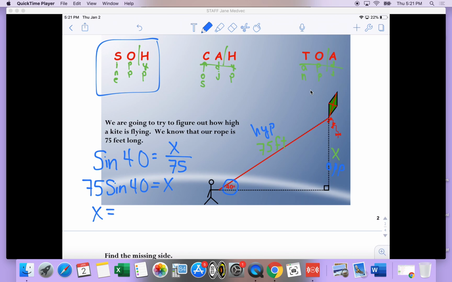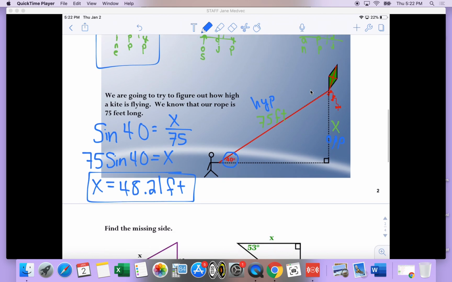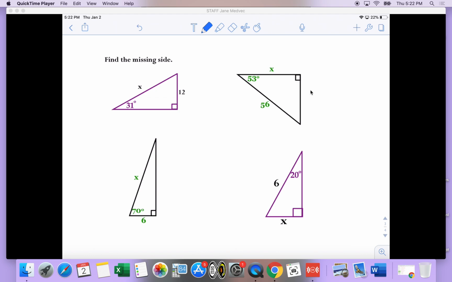X equals, and now you're going to grab your calculator. Make sure it's in degrees, like we've talked about. I'm going to go 75 sine 40 equals, and I end up with 48.21, and it would be feet. So rather than having a huge ladder going up to the top of our kite, we can use trigonometry, or trig, to find out how high the kite is off the ground. All right, let's keep going and do some more practice on this.